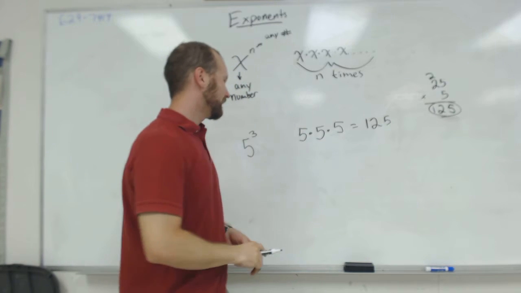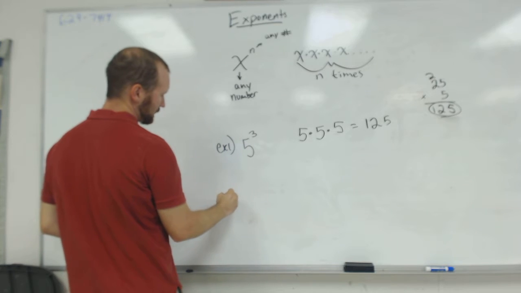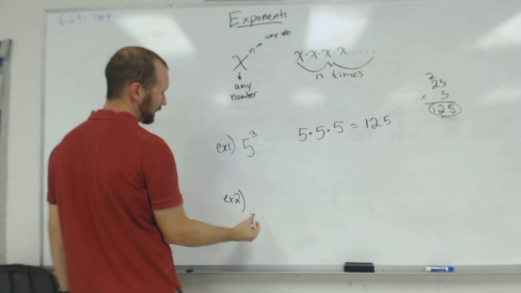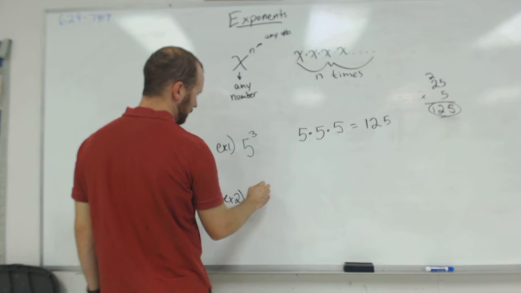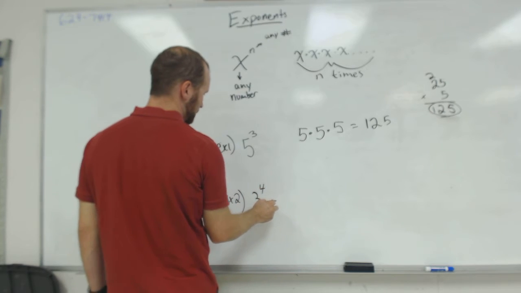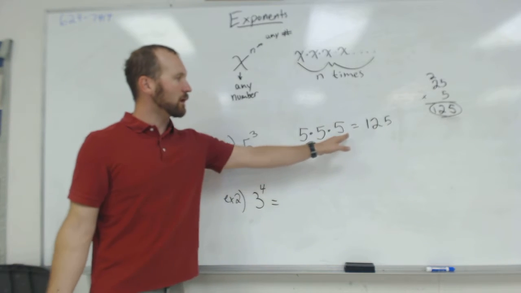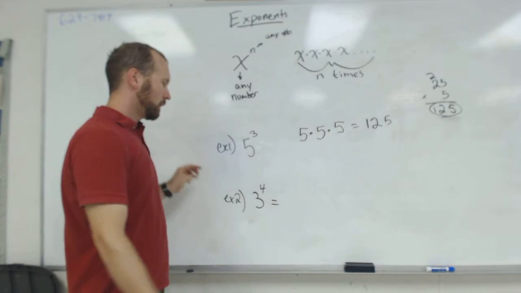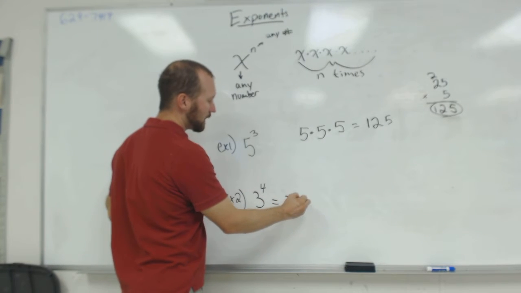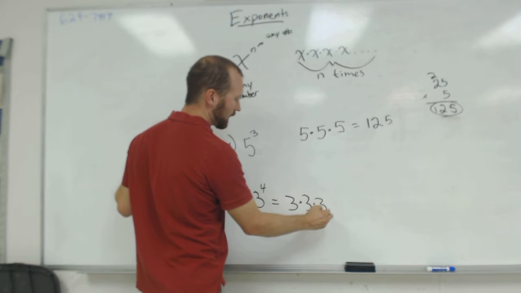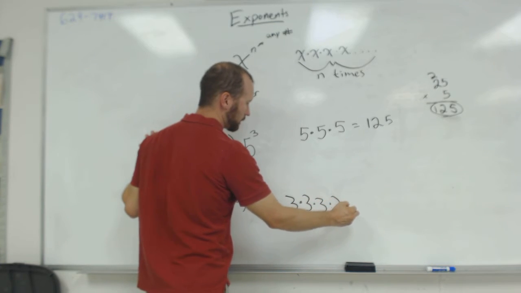All right, let's do another example. So that was our first example. Here's our second one. What if I had 3 to the 4th power? What would that equal if we were to write it out, not the number yet? 4 3s. 4 times. So 3 times 3, and I'm going to have 1, 2, 3, 4 of them.